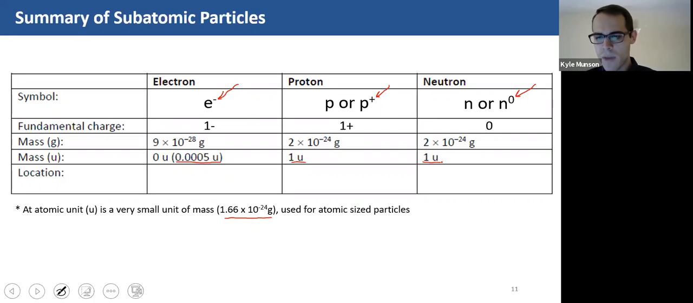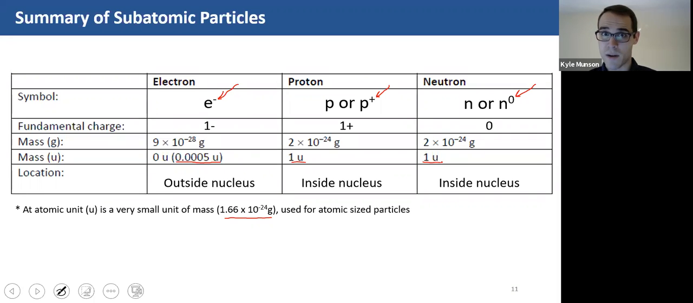And as far as their location, this is something we're going to talk about in a later video. But an electron is outside the nucleus, a proton is inside the atom's nucleus, and a neutron is also inside an atom's nucleus. So what do I mean by nucleus? Well, we're going to talk about that in the next video when we talk about the nuclear model for an atom.